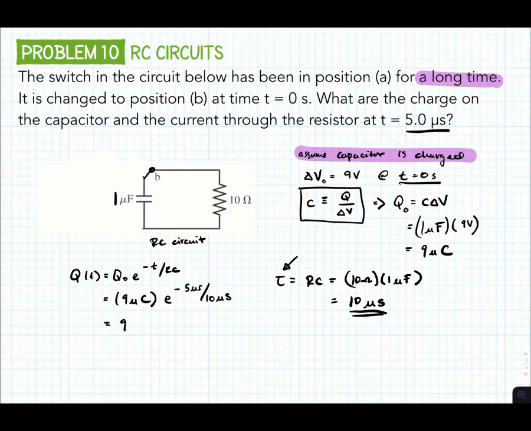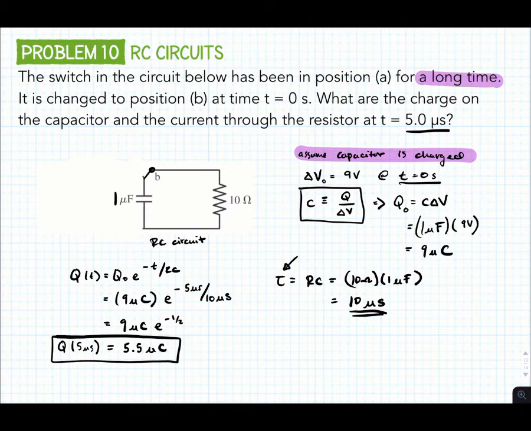So we end up with 9 microcoulombs times e to the 1/2. And that gives us something along the lines of 5.5 microcoulombs. So Q at 5 microseconds is going to be 5.5 microcoulombs. Now we have to ask ourselves, did this make sense? Well, yeah, this is only about half of our time constant.